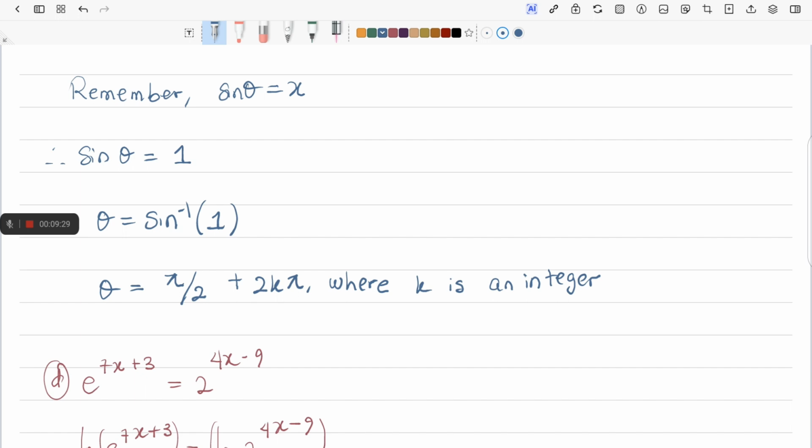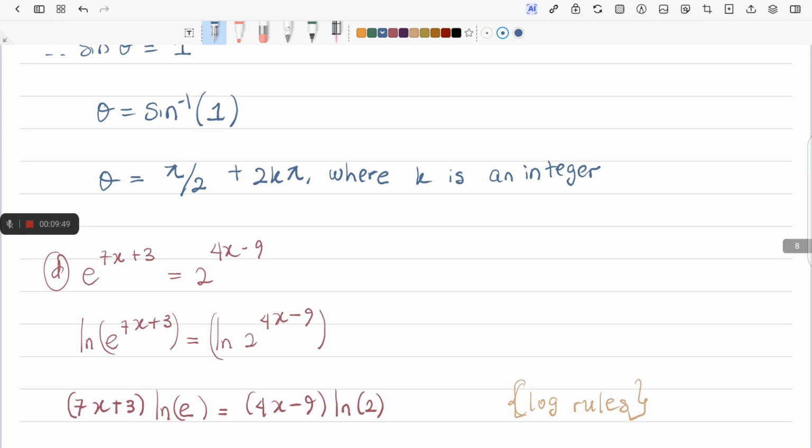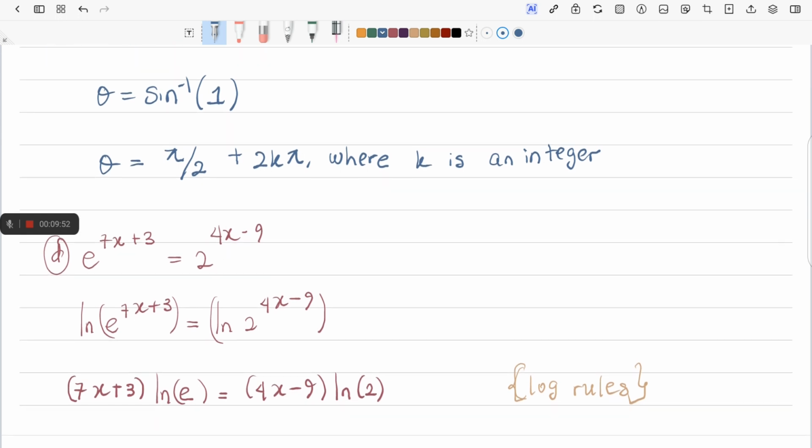But we know that sine has a period of 2 pi. So the sine of any value plus multiples of 2 pi would still be the sine of the original value that we had. So theta can be pi over 2 plus multiples of 2 pi radians. And then sub-question D, we have this equation: e to the power of 7x plus 3 is equal to 2 to the power of 4x minus 9.